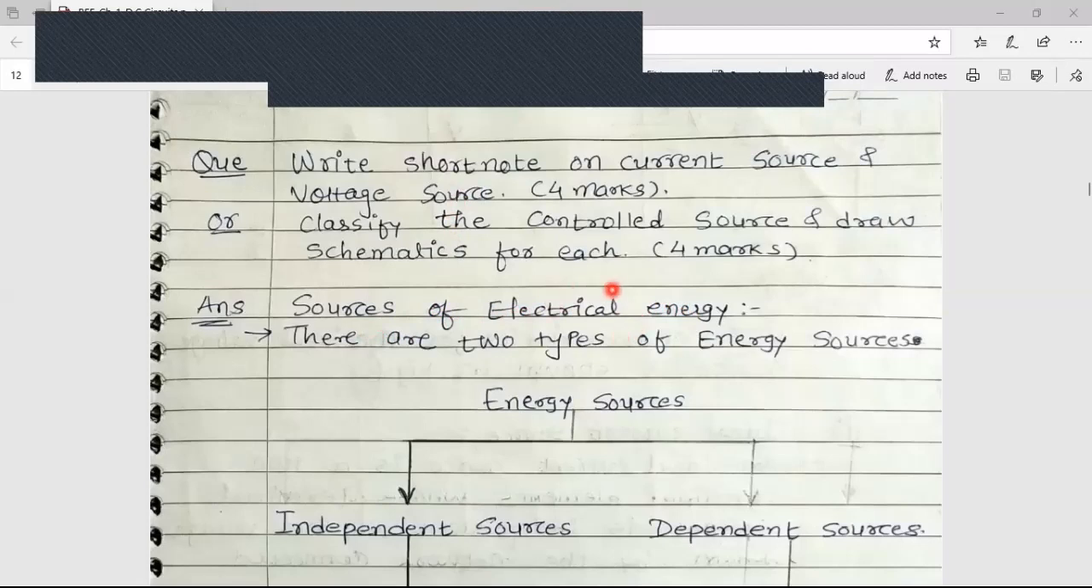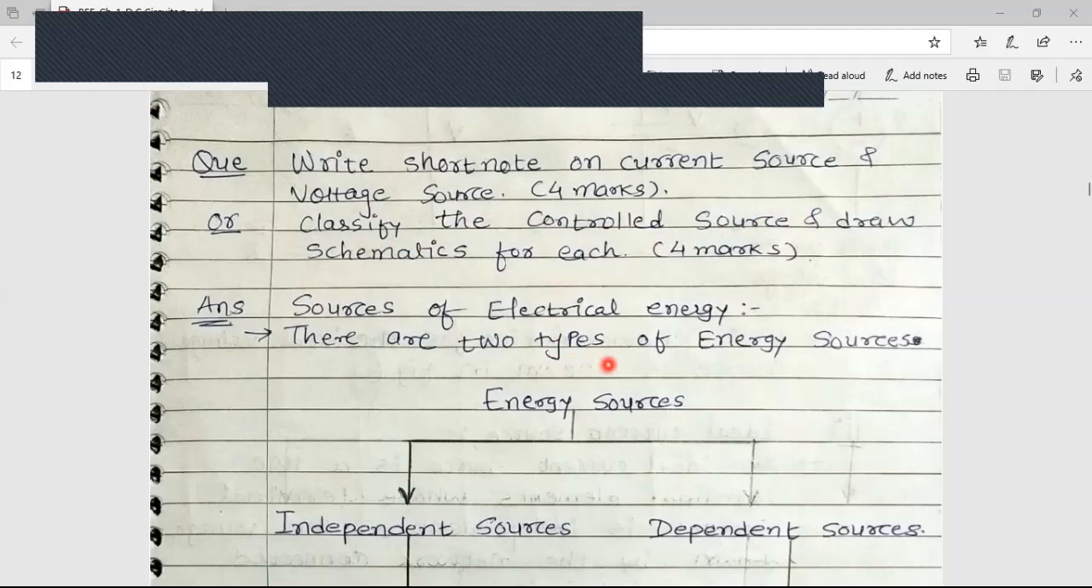So first of all, these are two questions that can be asked in the exam. Write a short note on current source and voltage source, or classify the controlled source and draw schematics for each.